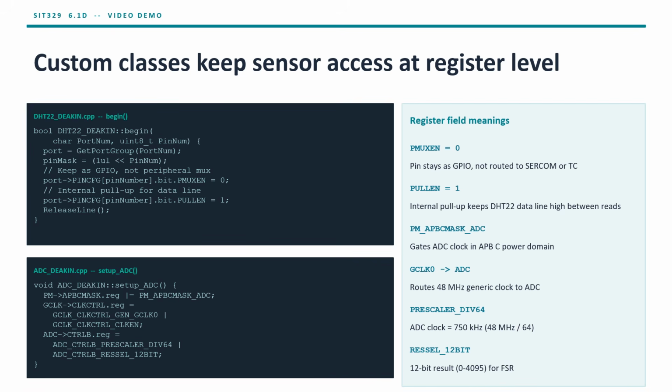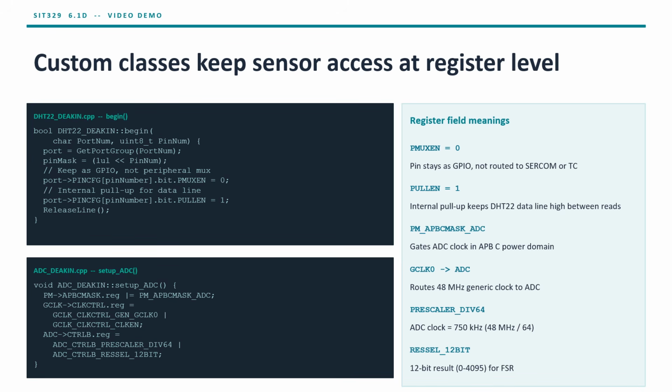This slide shows the register level initialization inside the two custom sensor classes, which replace Arduino API calls with direct SAMD21 peripheral access. In the DHT22 class, I first call getPortGroup to obtain a pointer to the SAMD21 port group structure for the chosen port letter. I then calculate the pin mask by shifting one left by the pin number.